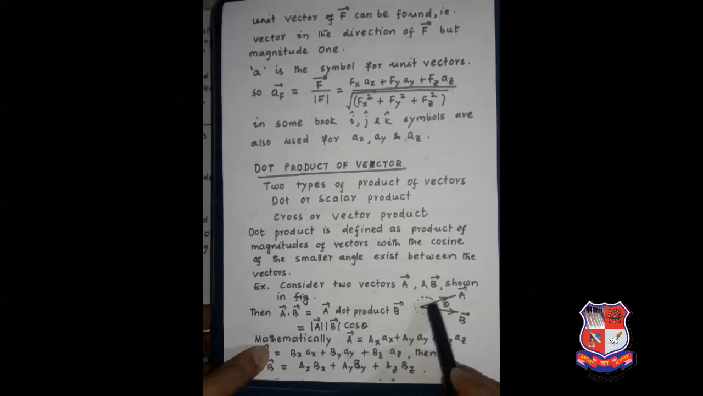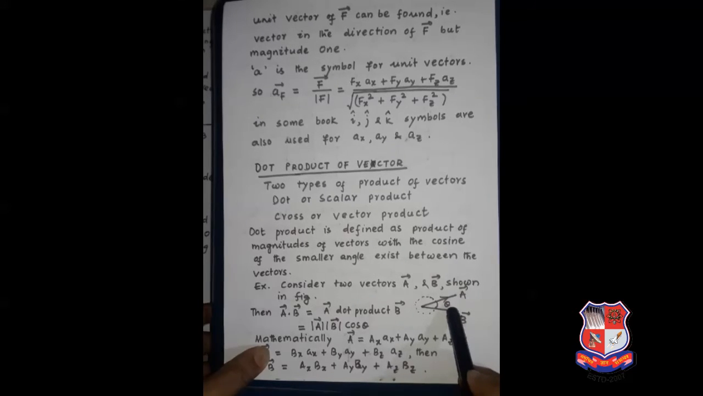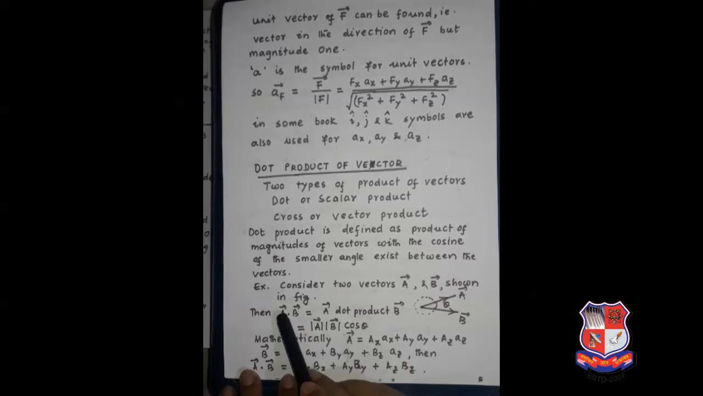That means if we have two vectors a and b graphically represented and the angle between them is theta, we can write a dot b, read as a dot product b, is equal to the magnitude of a into the magnitude of b into the cosine of the angle theta. Here we should remember that we always take the smaller angle between the vectors, because there is one more angle, this one, the dotted line, that we are not taking. We are taking the smaller angle.